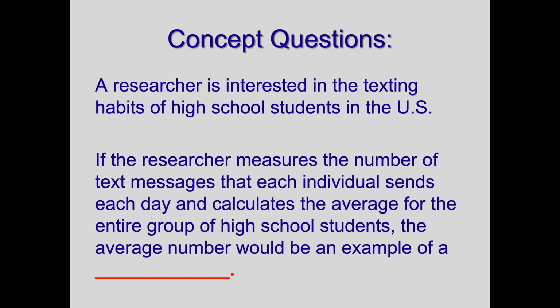Okay, concept questions. A researcher is interested in the texting habits of high school students in the United States. If the researcher measures the number of text messages each individual sends each day and calculates the average for the entire group of high school students, then the average number would be an example of a parameter, because it covers each individual in the population, every one of them.